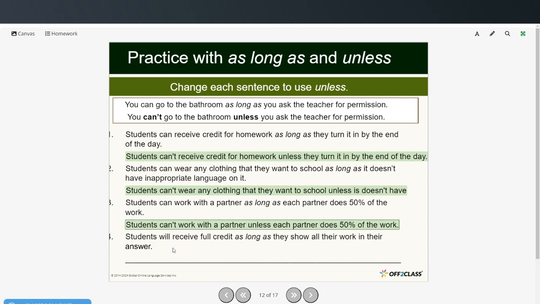Students will receive full credit as long as they show all their work in their answer. So students won't receive full credit unless they show all their work in their answer.